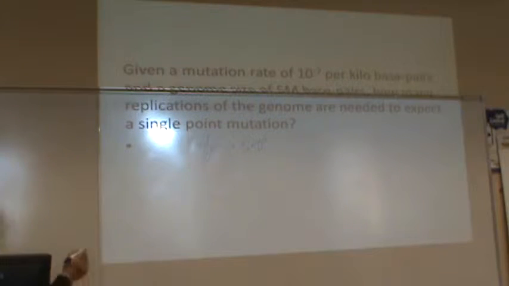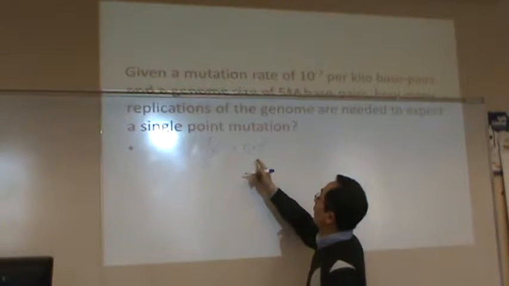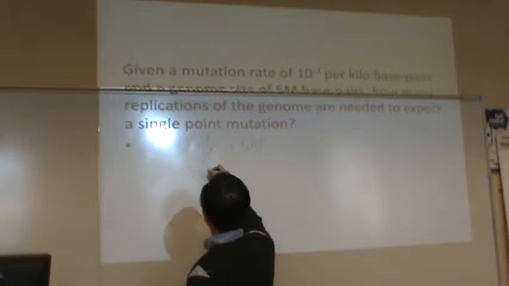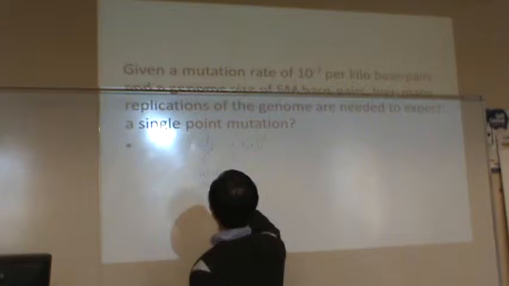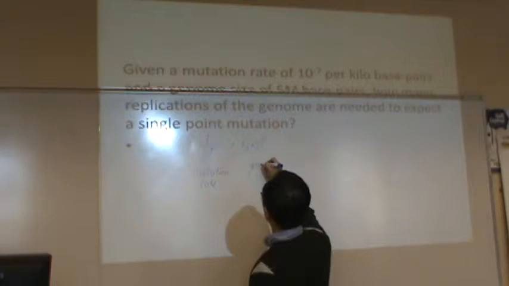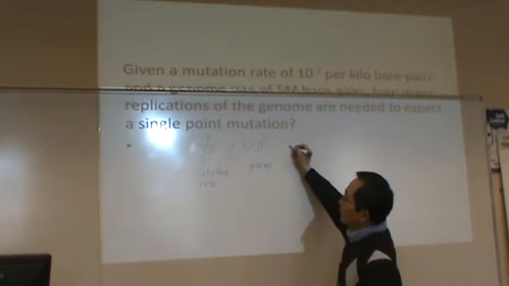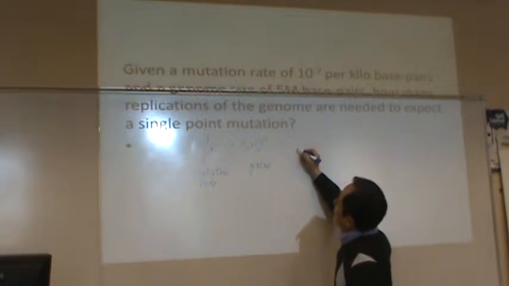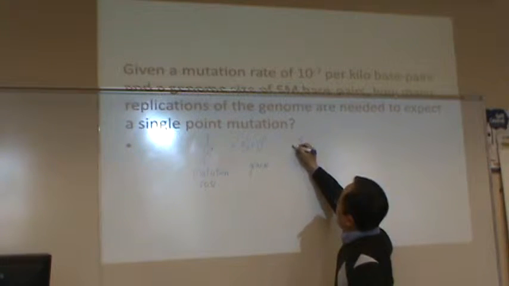So we have the mutation rate is 1 out of 10 million, and the genome size is 5 million. This is the mutation rate. And that's the genome size. So for one replication, that's how many mutations we have. How many mutations we have will be 5 out of 10.